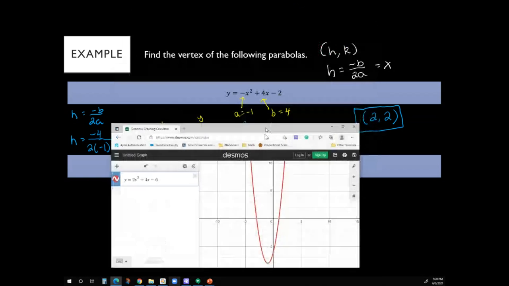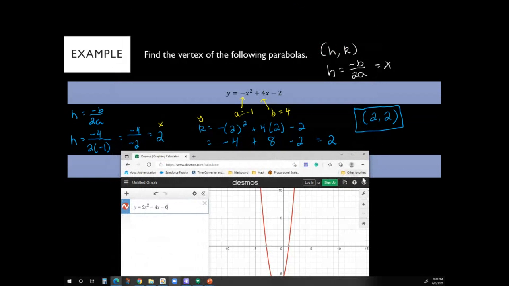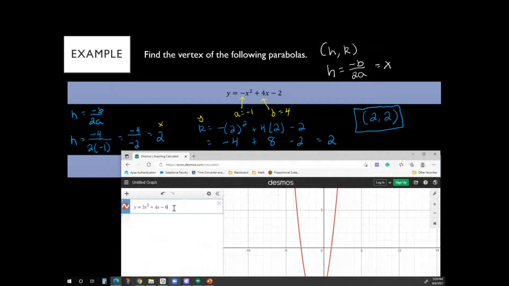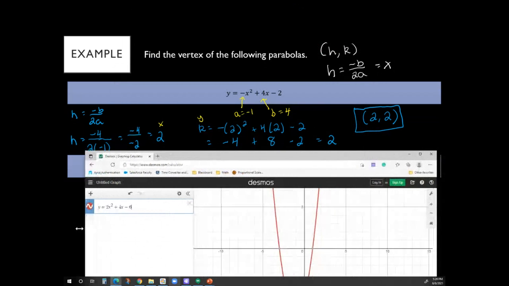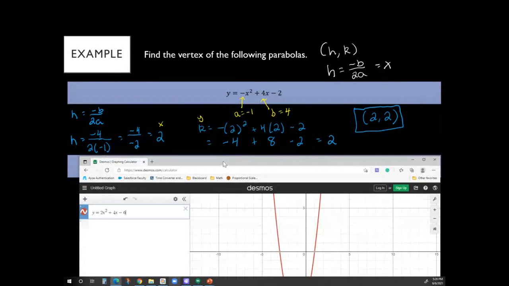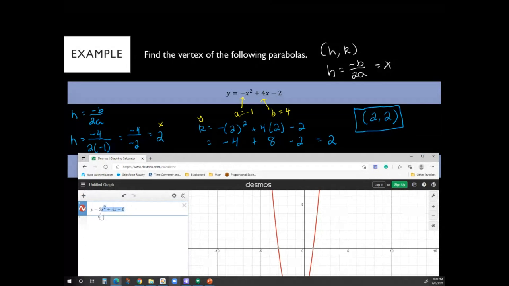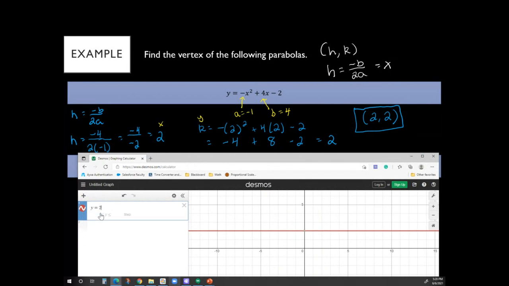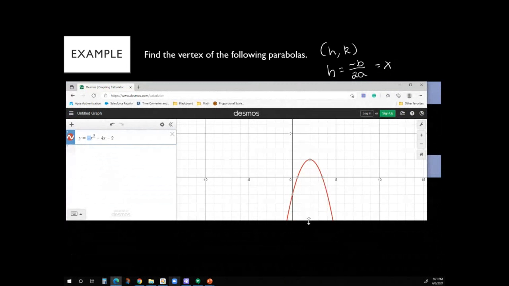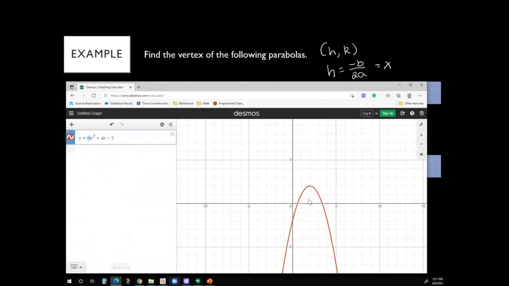So I'm just going to bring Desmos up so that way we can graph to verify. In this case, we've got -x² plus 4x minus 2. And so this time, because we have a negative in front of the x², it's upside down. So it's basically forming a frown here, and it just goes on.